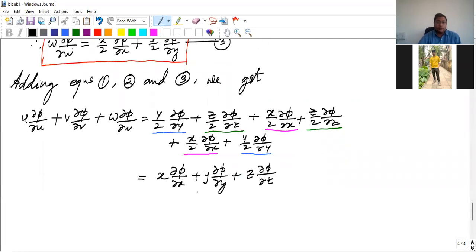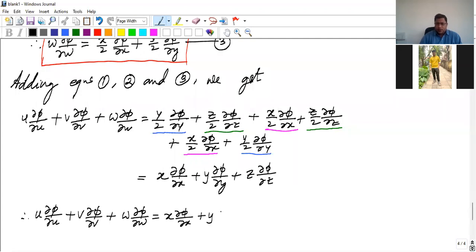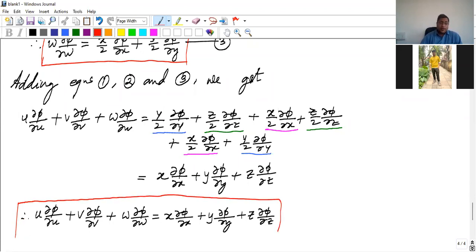So what we got here is u ∂φ/∂u plus v ∂φ/∂v plus w ∂φ/∂w, which equals x ∂φ/∂x plus y ∂φ/∂y plus z ∂φ/∂z. So you can see the LHS that we wanted to calculate, we calculated and got the RHS. So here we got our example completed.